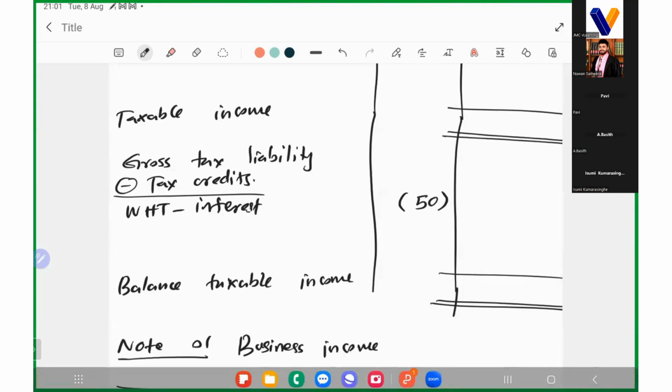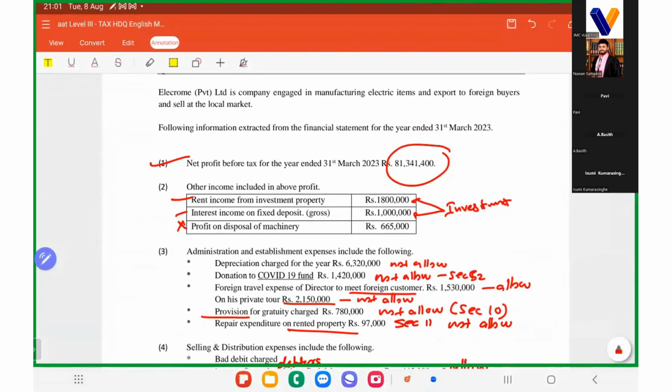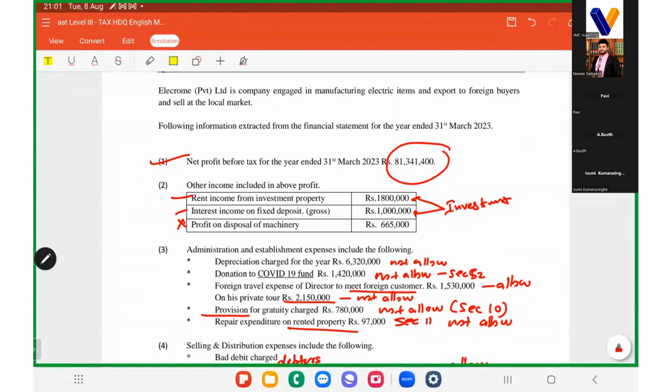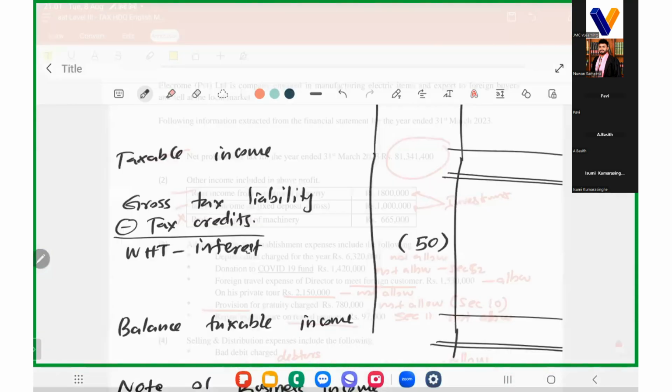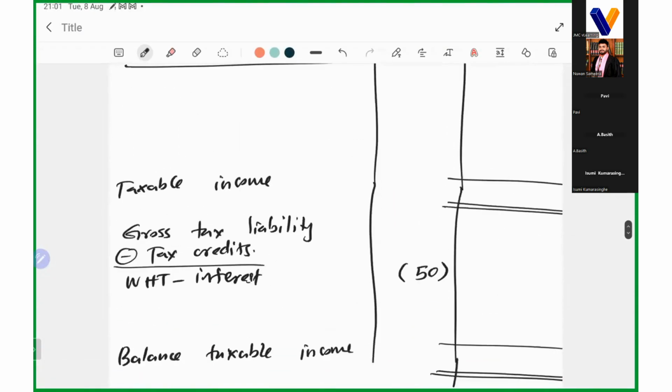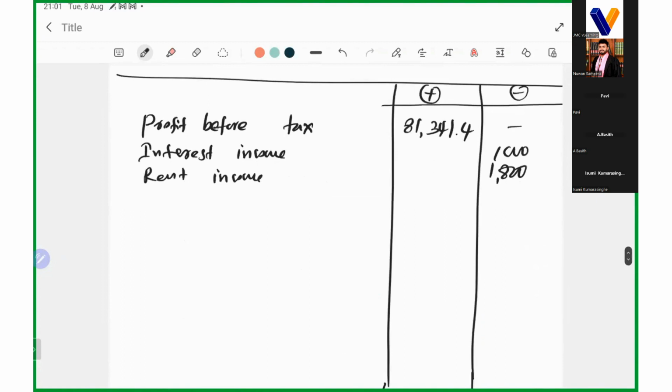Okay. Then that's all about the interest and rent. Then profit on disposal of machinery. Is that a business income? Yes or no? Yes, that is a business income.